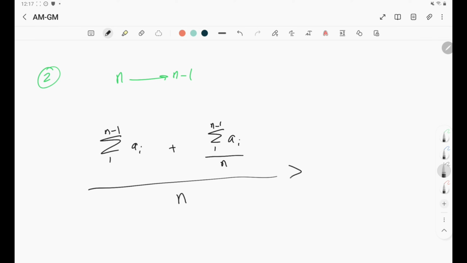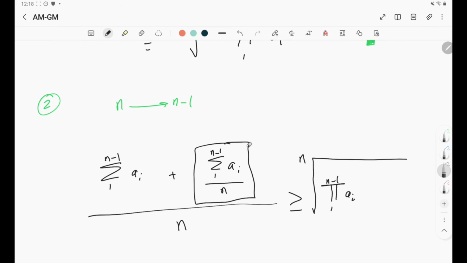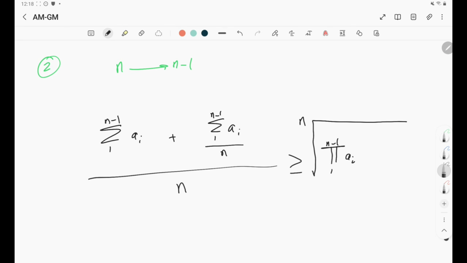So here, over n is greater than or equal to the nth root. Here you need to be careful, because remember, what are our numbers? a1, a2, a3 up to an minus 1. So it's actually the product of the ai's from 1 till n minus 1. But now what is the missing thing? It's the nth number. And what is the nth number? It's all of that. This is one block. This is one number. Don't be fooled. It's not like a sum of numbers. So I'll just be putting that.